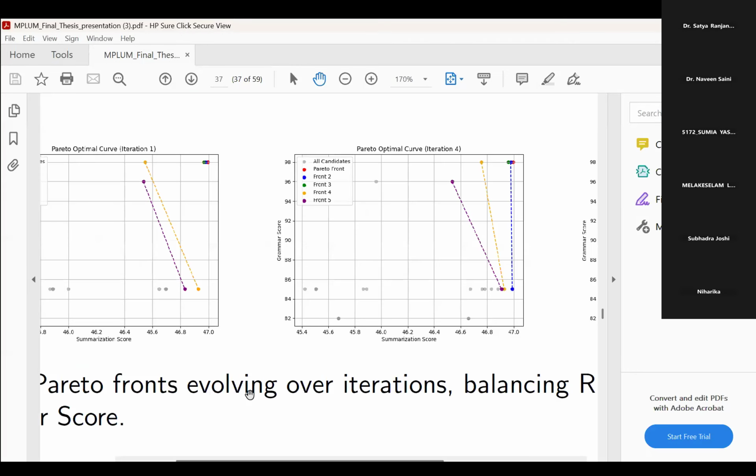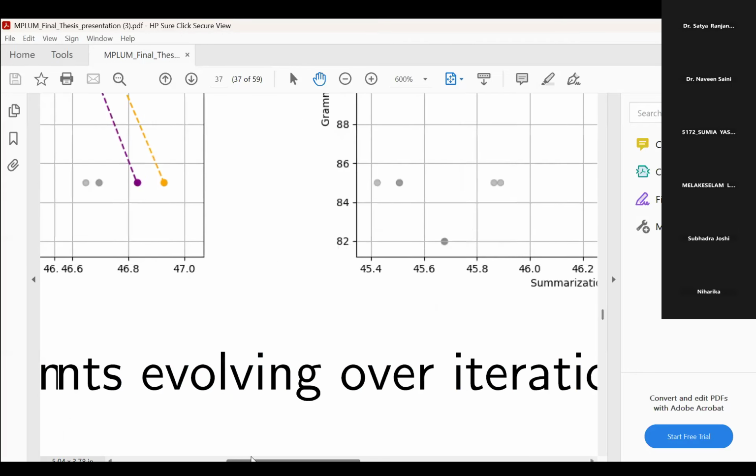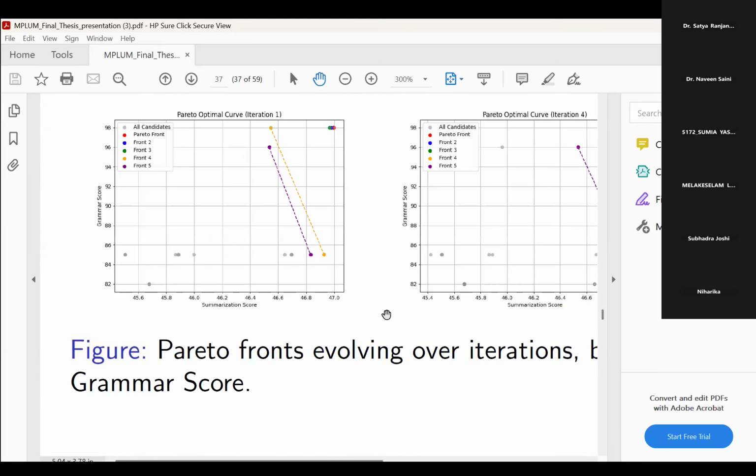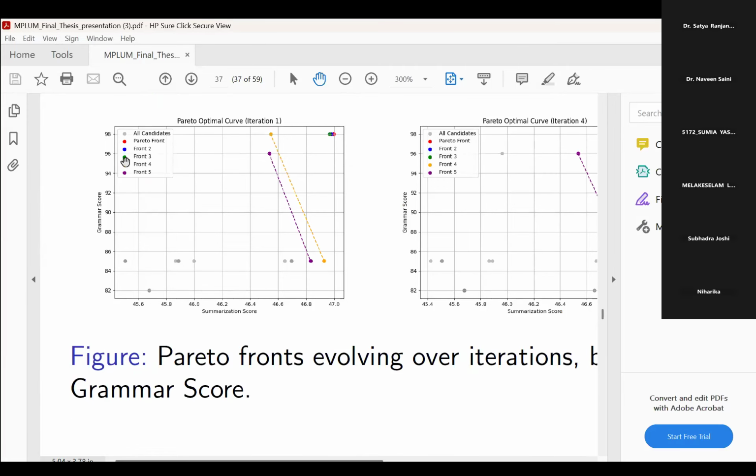So this is iteration number 1. Whenever we do non-dominated sorting, we have different fronts. All the fronts have different ranks. Front 1 may have rank number 1, front 2 rank number 2, front 3 rank number 3, front 4 rank number 4, like this. And all the fronts may have a set of non-dominated solutions.